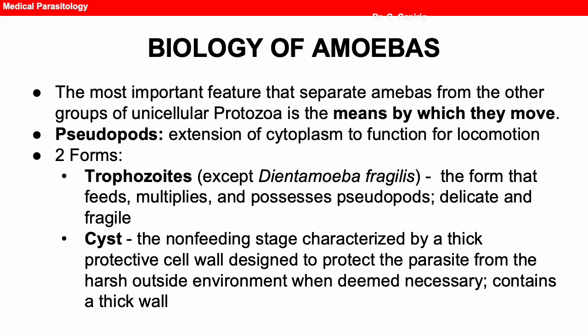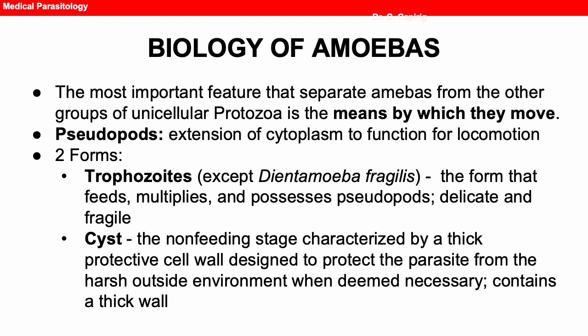Now, the amoebas are unique because they are unicellular eukaryotes. And the most important feature that separates amoebas from other groups of unicellular protozoa is the means by which they move. They have pseudopods, which are extensions of cytoplasm that function for locomotion. Other protozoa have different mechanisms of movement. Ciliates, by the name itself, have cilia. The flagellates have the flagellum.